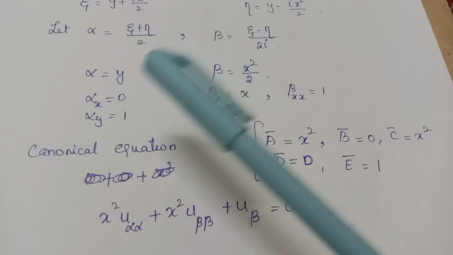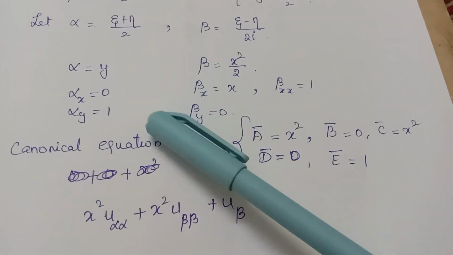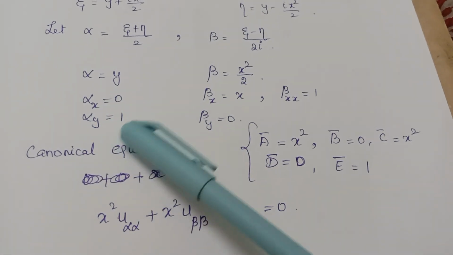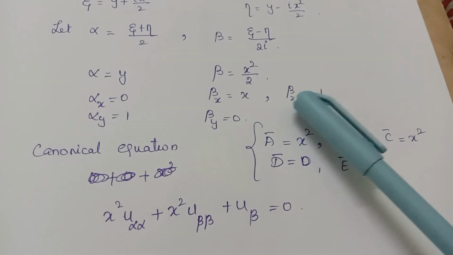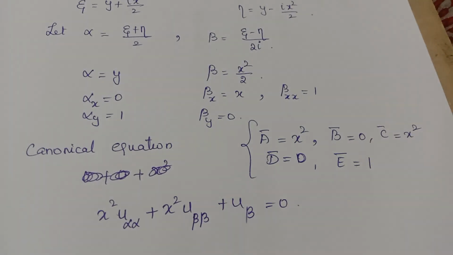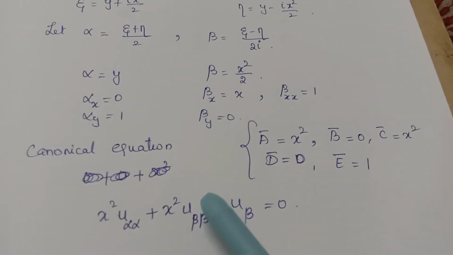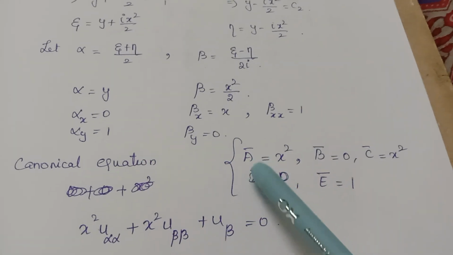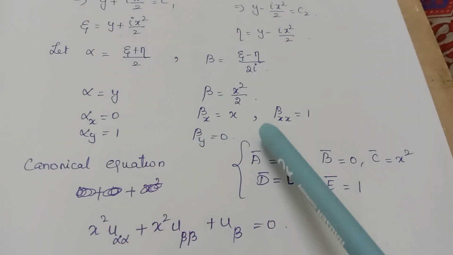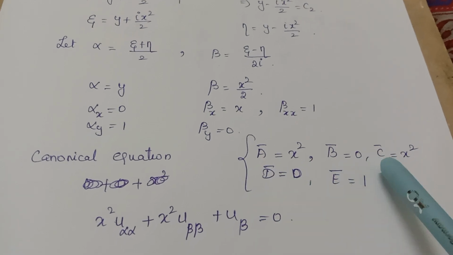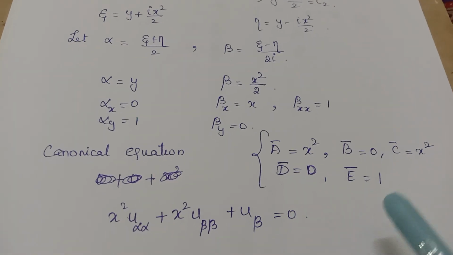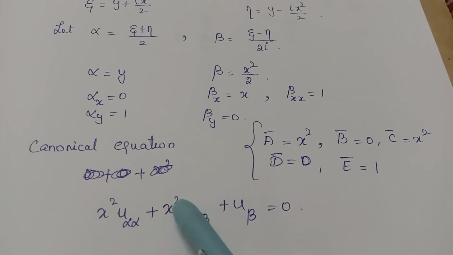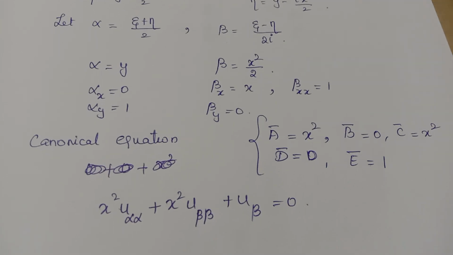Here for the elliptic problem, you will be having it in terms of alpha and beta only, not in terms of psi and eta. So here alpha x equal to 0 and alpha y equal to 1. Here beta x equal to x and beta double x equal to 1. Beta y equal to 0, right? So now the canonical equations are given by, let's find a bar, the same formula only. After substituting the values, I am getting a bar equal to x square, b bar equal to 0, c bar equal to x square, d bar equal to 0 and e bar equal to 1. So if you substitute, I am getting the equation as x square u alpha alpha plus x square u beta beta plus u beta equal to 0.